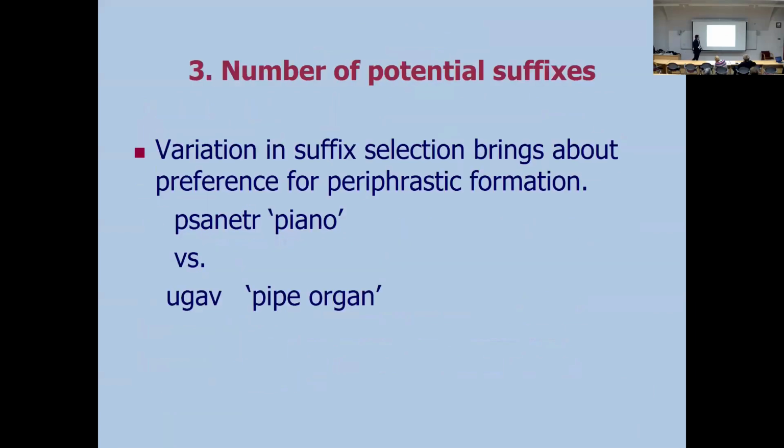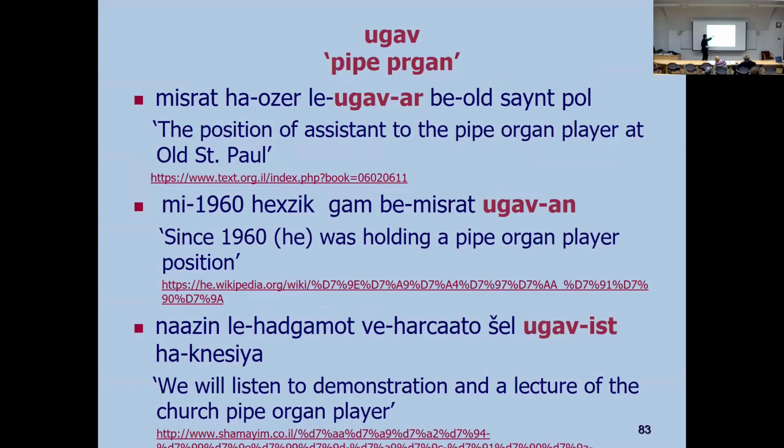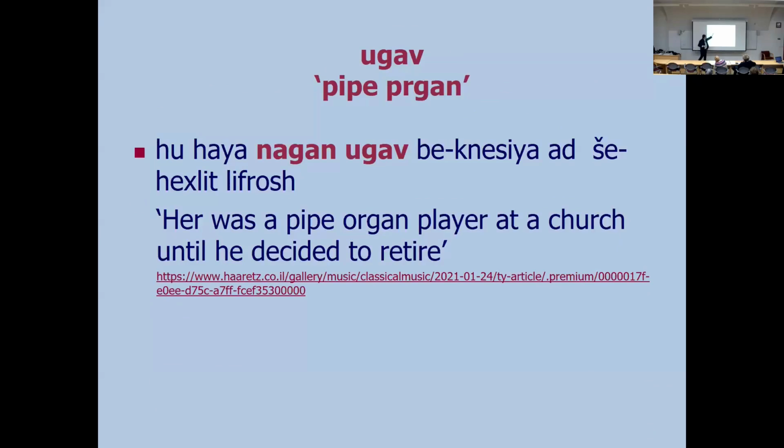We also have the issue of the number of potential suffixes. And in this case, variation in suffix selection brings about preference for periphrastic construction. For example, for psanter, piano, we only have psantran. For ugav, pipe organ, we have a few competing affixes: ugavar, ugavan, and ugavist. So the multiple potential suffixes bring about a tendency to avoid morphological formation. And therefore, we prefer simply nagan ugav, player of ugav, organ, pipe organ.